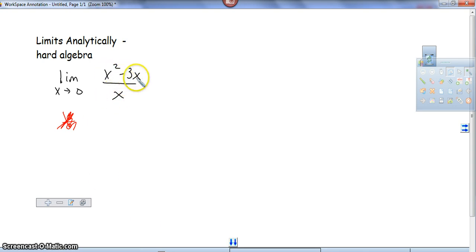Hopefully you notice that everything in here has an x. So if I factor out an x in the numerator, I'd end up with x minus 3 times x all over x. And these x's cancel. So I end up with the limit as x approaches 0 of just x minus 3. So now I just plug in the 0, and you get negative 3, which is the answer.